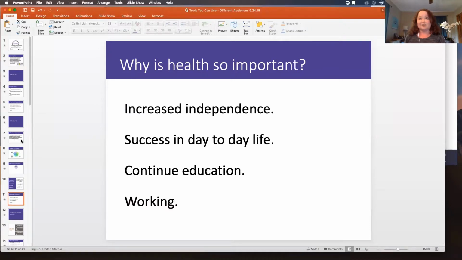So why is health so important? Well, if you don't have your health, you can't be out in the community supporting people, doing work, and being a productive member of society. By having your health and knowing how to take care of yourself, you are increasing your independence. It's allowing for success even in daily living skills, allowing you to continue your education if you so choose, and then to continue working or taking on some sort of vocational designation later on in life.